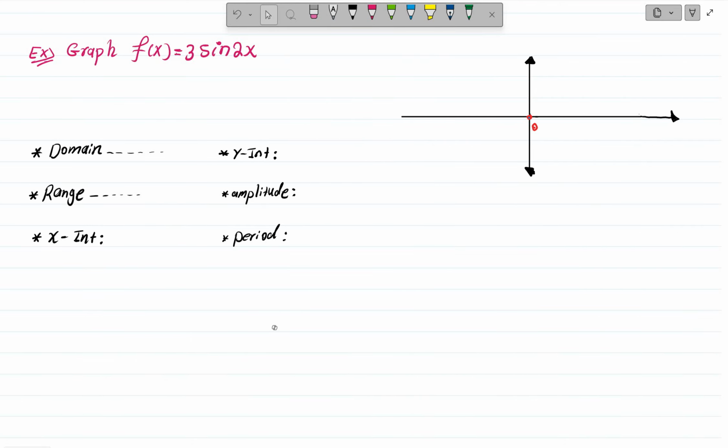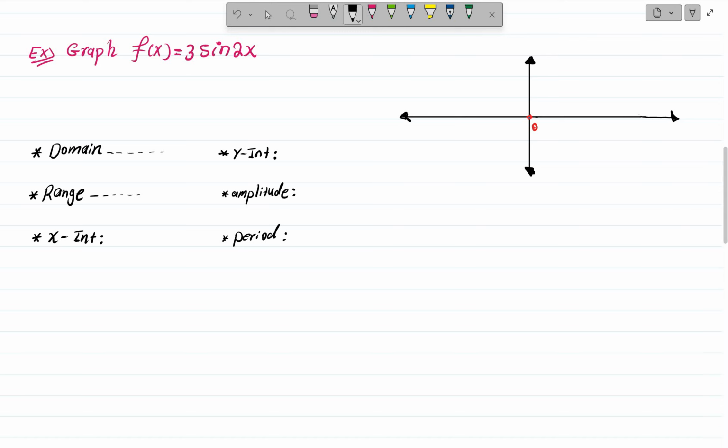Dear students, we have an example. In this example, it says graph f of x equals 3 sine 2x. So in this example, first we should find the domain, range, x-intercept, y-intercept, amplitude, and period. Then we can graph easily by using all of this information.